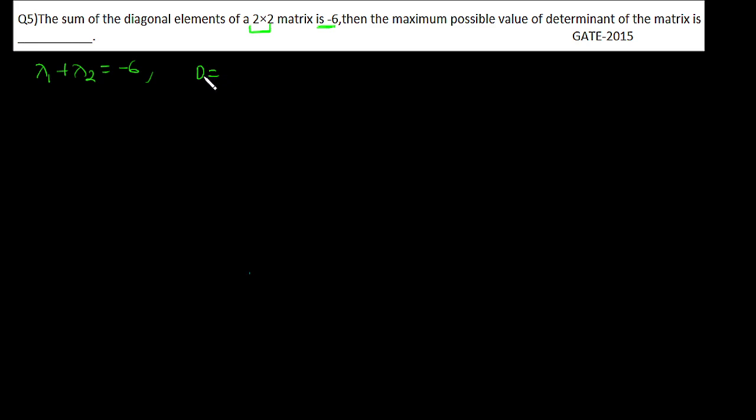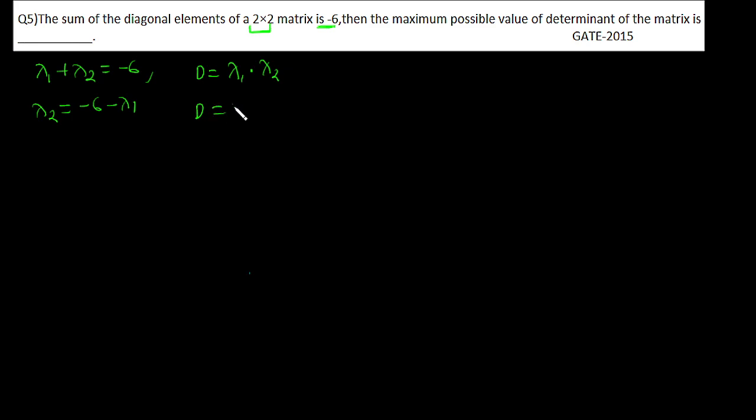So here we have to find the determinant. We just multiply lambda 1 with lambda 2. It is another property of eigenvalues. Now you can remove this lambda 2 and put it in terms of lambda 1 from this equation. You can make lambda 2 the subject and rearrange like this. Now put this lambda 2 value in this determinant equation.